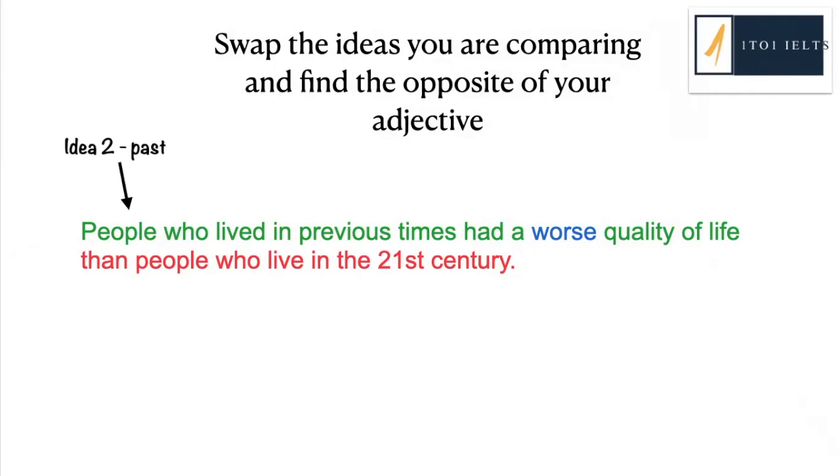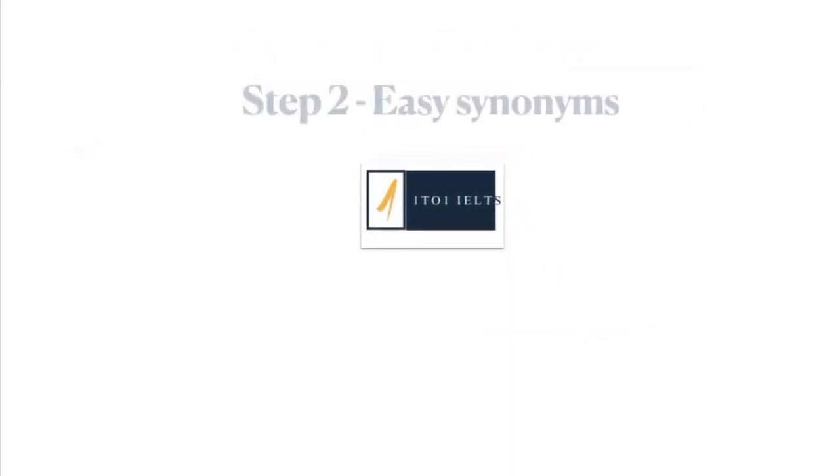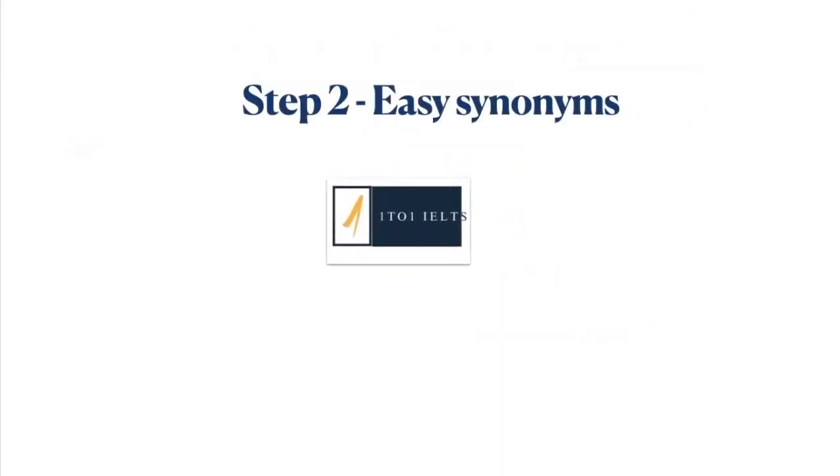The first part of the comparison is in the past now. So we've got to make sure that the verbs are both past tense. We can see worse is an antonym of better. And then the idea that was previously the first idea is now the second idea. It is present tense, so we've got to make sure that the verb in there is present. So we swapped everything around.